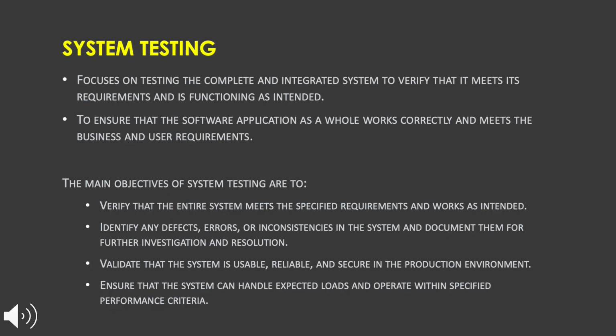System testing is a type of software testing that focuses on testing the complete and integrated system to verify that it meets its requirements and is functioning as intended. The purpose of system testing is to ensure that the software application as a whole works correctly and meets the business and user requirements. System testing is typically conducted after integration testing and before the software is released to production.